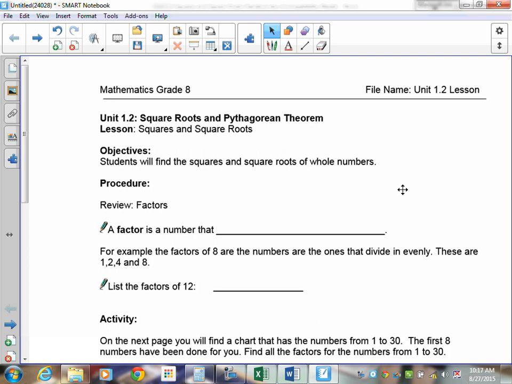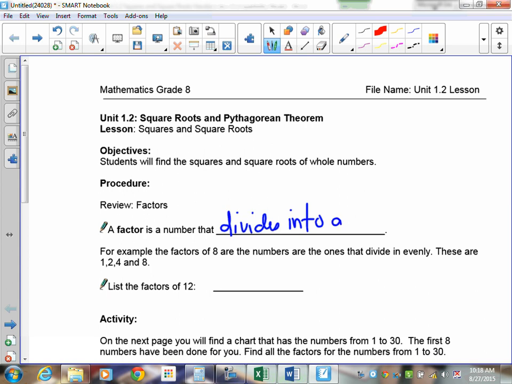There's another way of looking at it, and that's by using factors. Now we have to back up a little bit to grade 6. A factor is a number that divides exactly into another number. And I'm going to use the word evenly. That means that there is no remainder and no decimal.